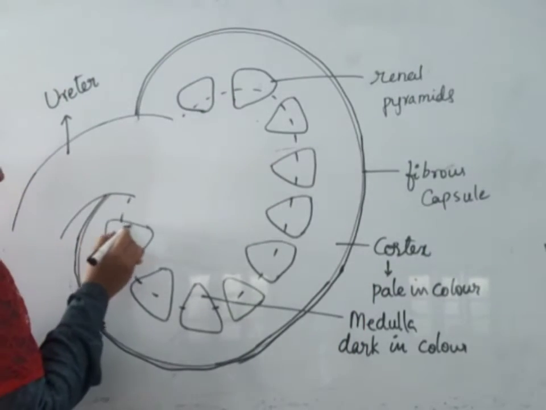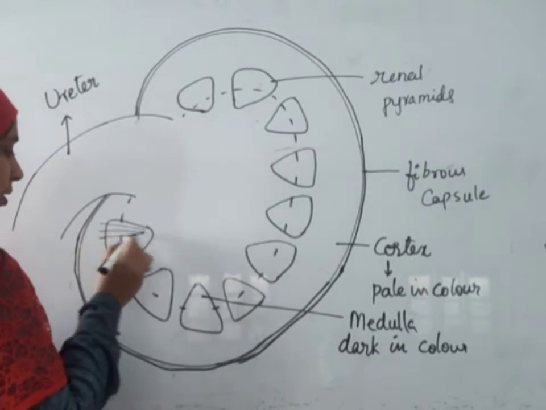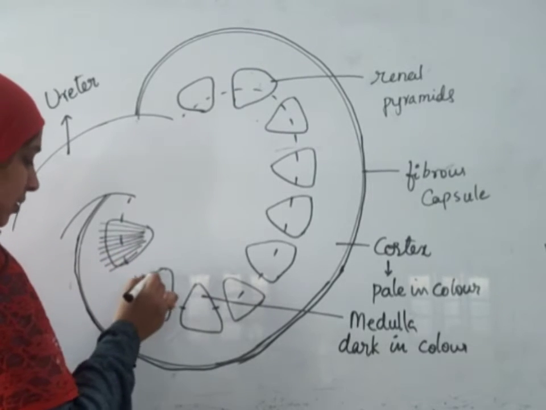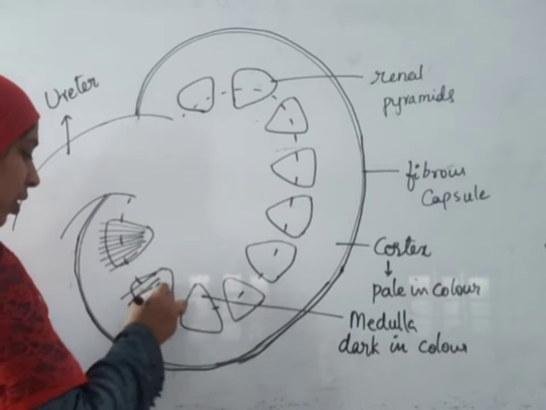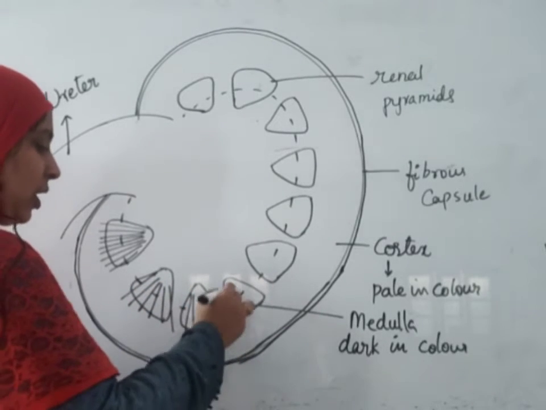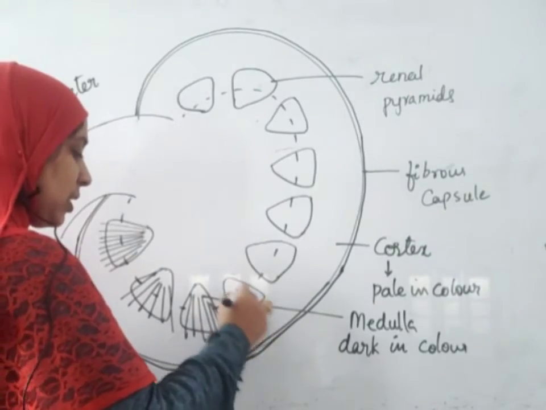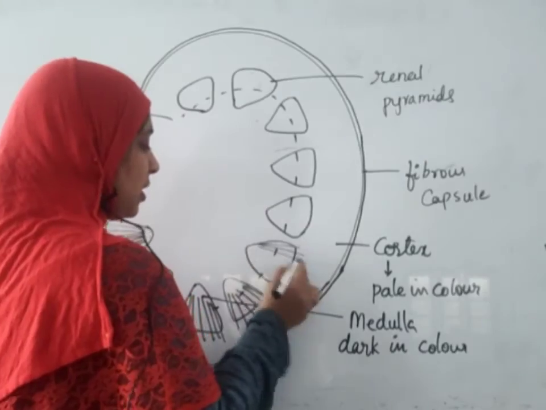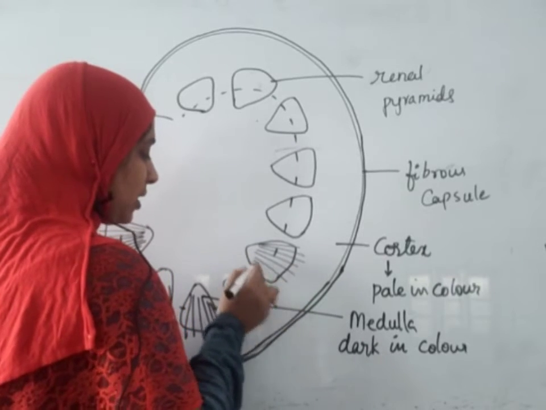In these renal pyramids, we can see nephrons arranged like this. What are nephrons? I'll tell you. Once the structure of the kidney is clear for you, I'll tell you about these nephrons also. So inside the pyramids, the nephrons are arranged like this.